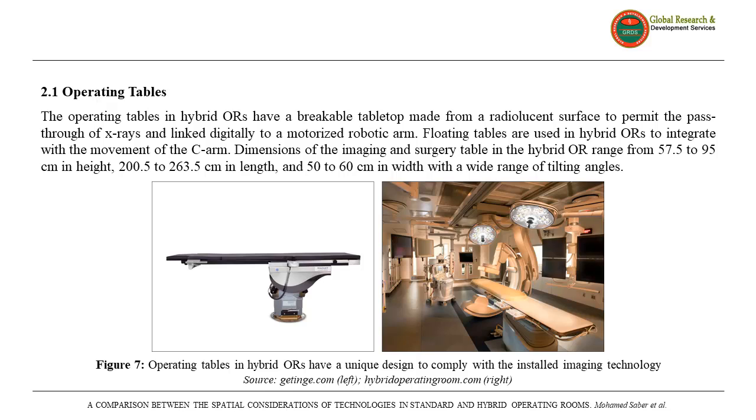Operating tables in hybrid operating rooms are unique. They are designed to meet the space requirements of imaging devices installed in the hybrid operating rooms, such as the floating models shown in the figure. They also must have a radiolucent surface to permit the pass-through of X-rays during radiographic imaging.